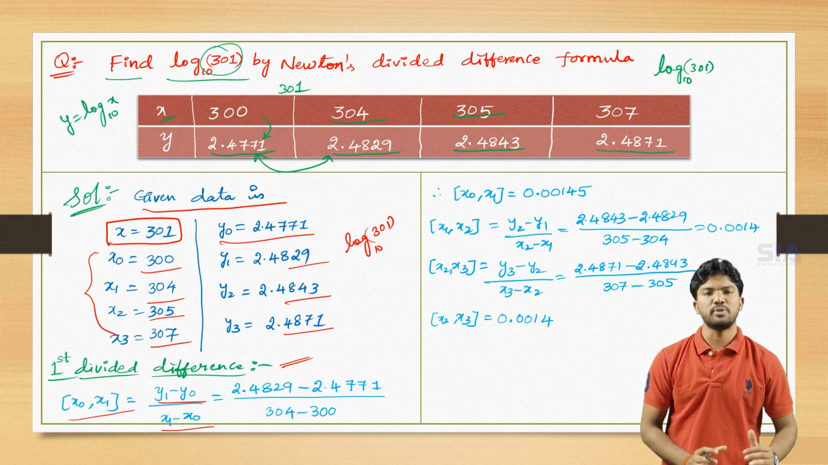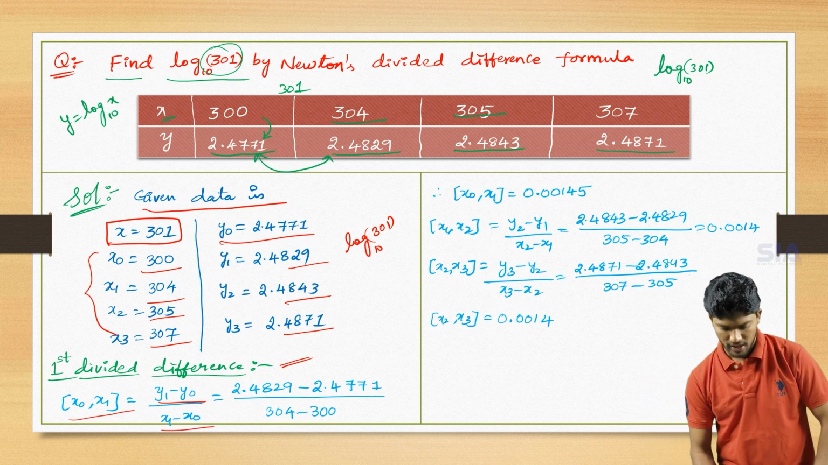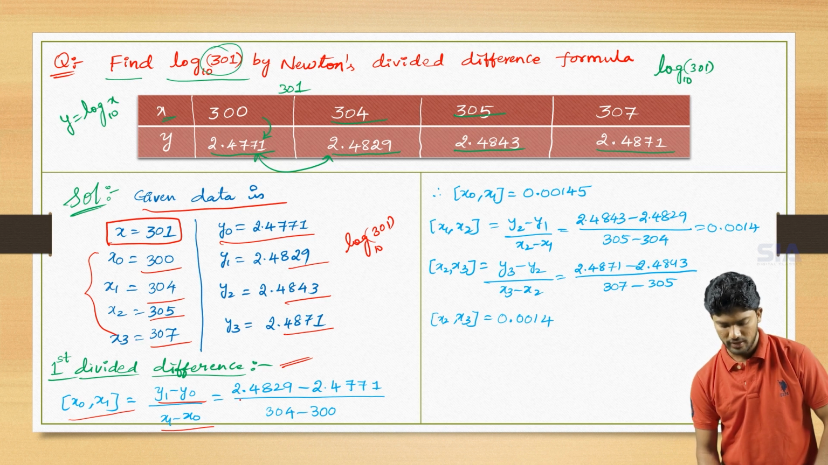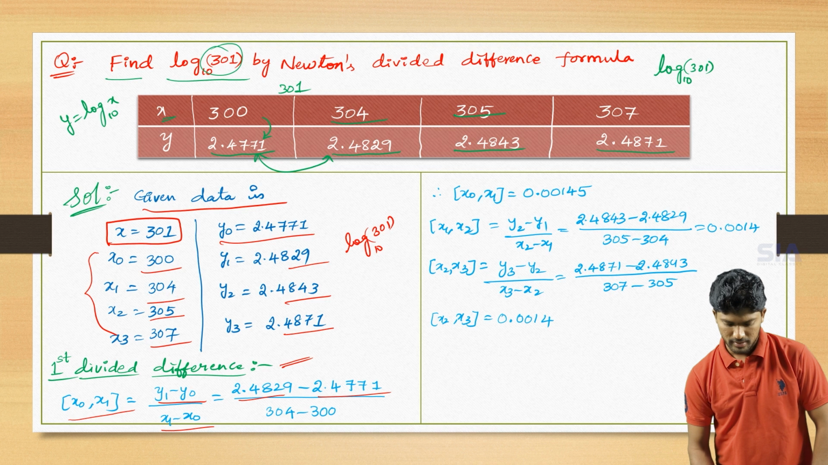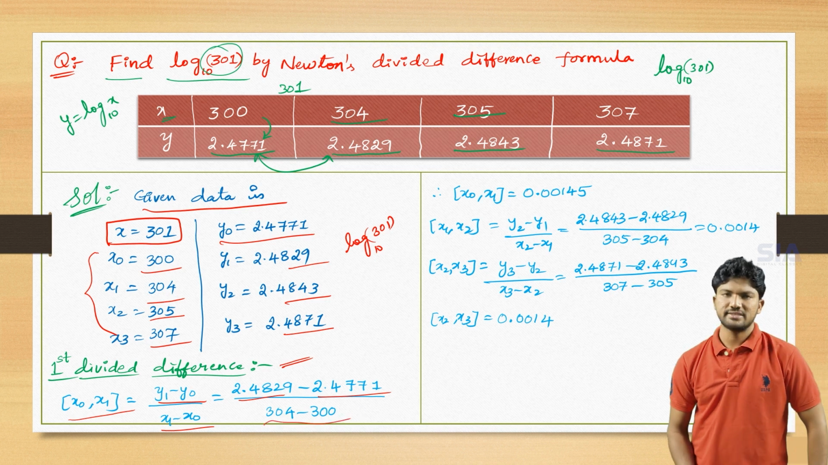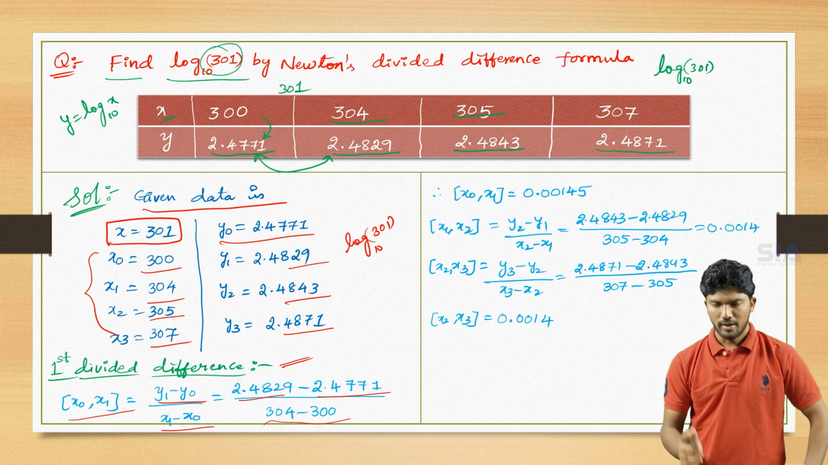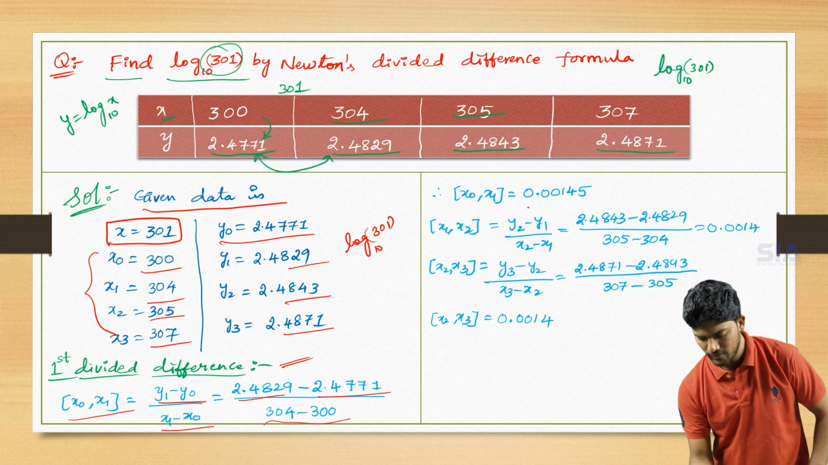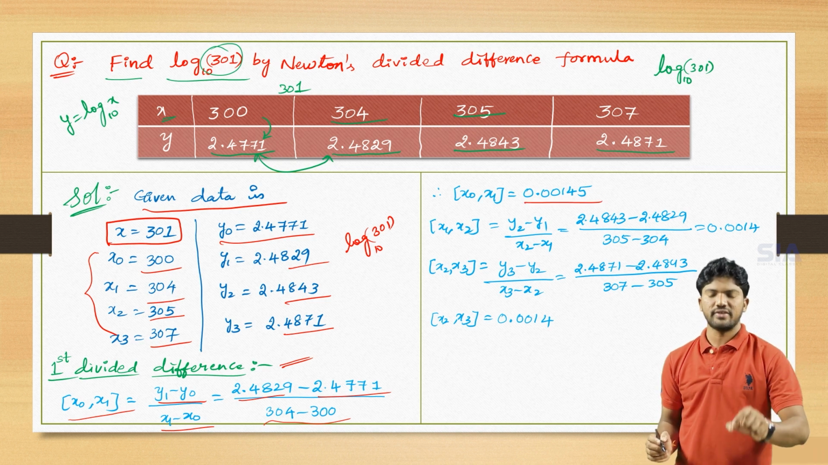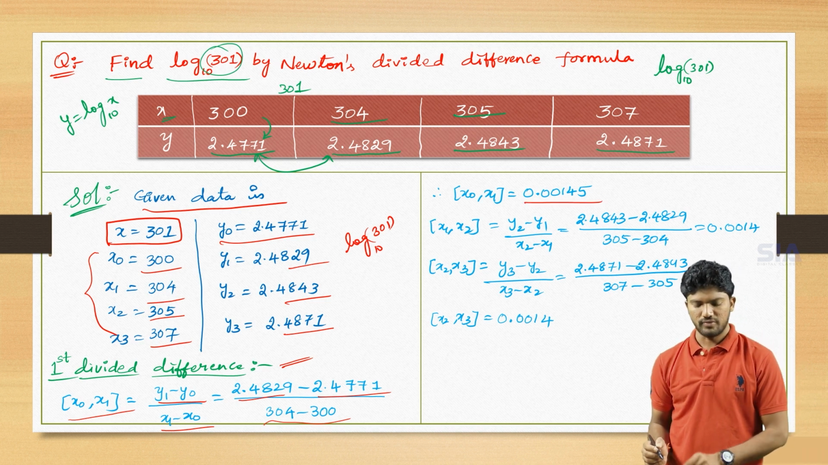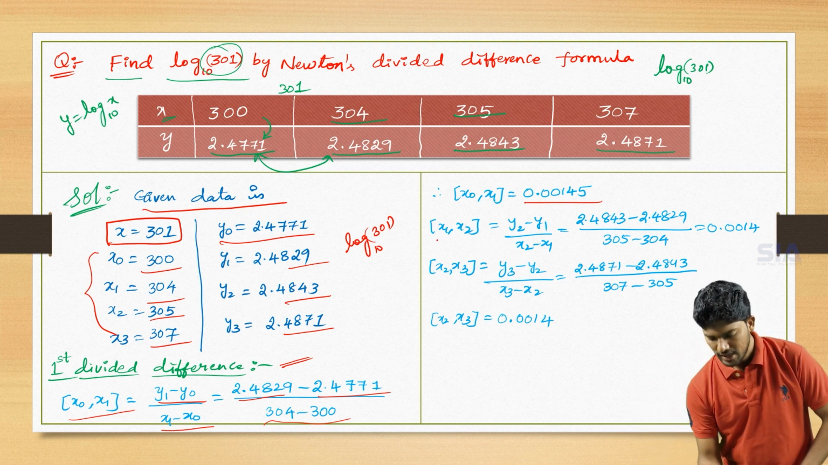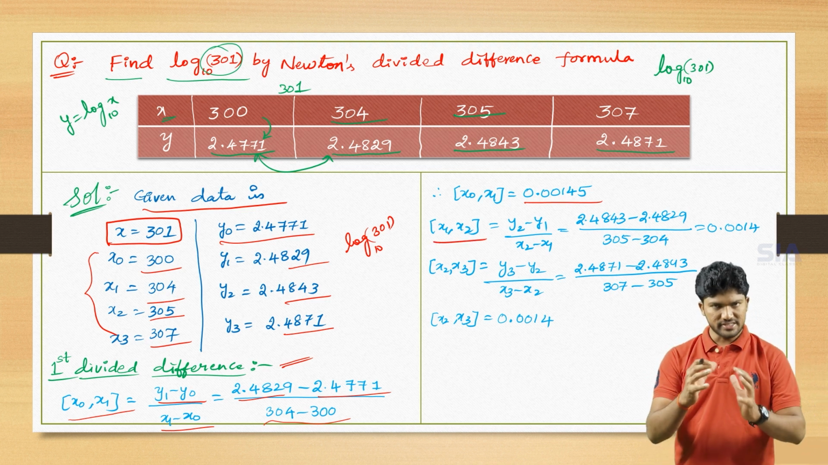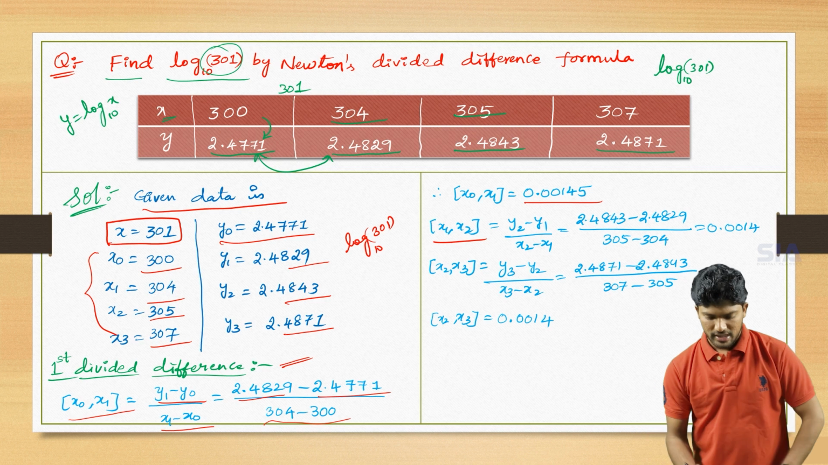Substitute the corresponding values in that fraction. The y1 value is 2.4829 and the y0 value is 2.4771, divided by x1 minus x0, that is 304 minus 300. If you simplify, you will get the first divided difference value as 0.00145. After that, in the first divided difference, the second one is x1 x2.